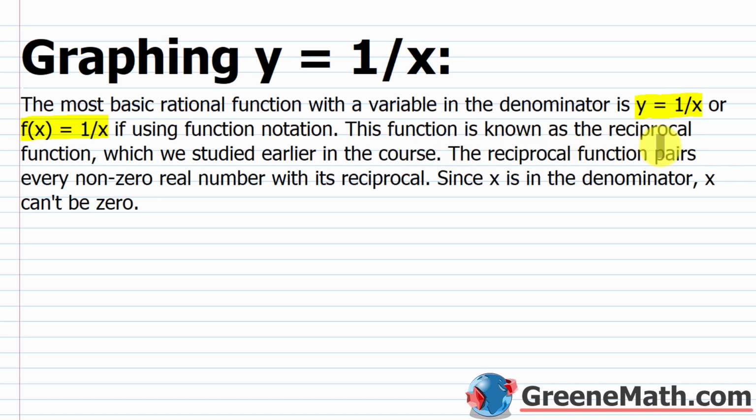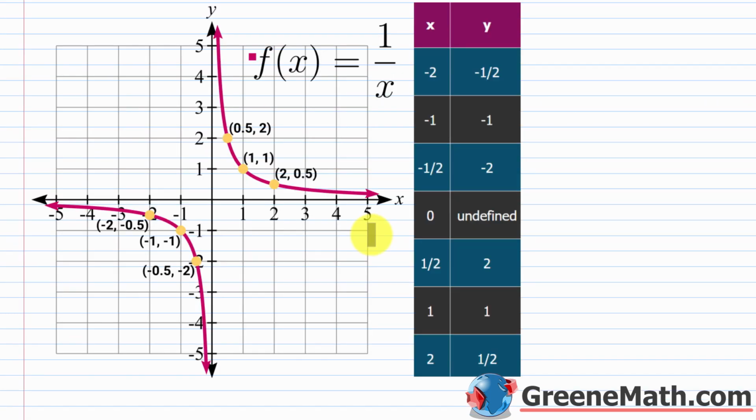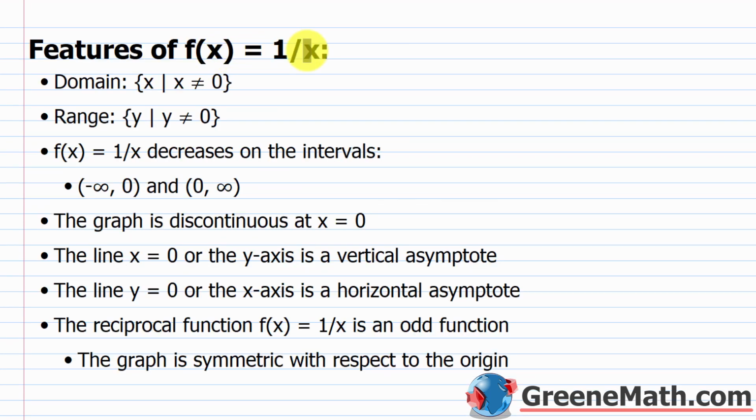The reciprocal function pairs every non-zero real number with its reciprocal. Since x is in the denominator, x can't be 0. All right, so what we're going to do now is just review the graph of f of x equals 1 over x. We're also going to talk about the features of f of x equals 1 over x.